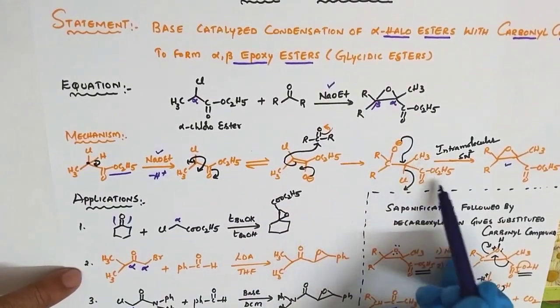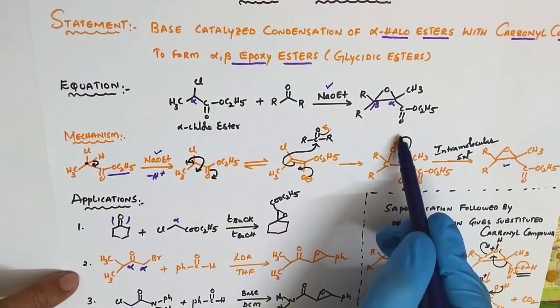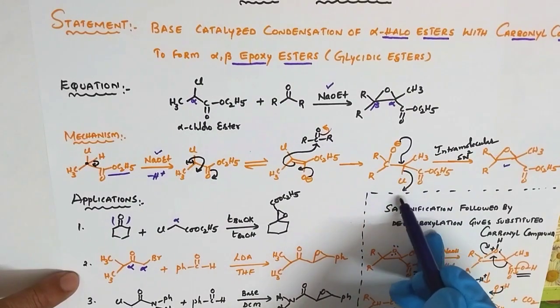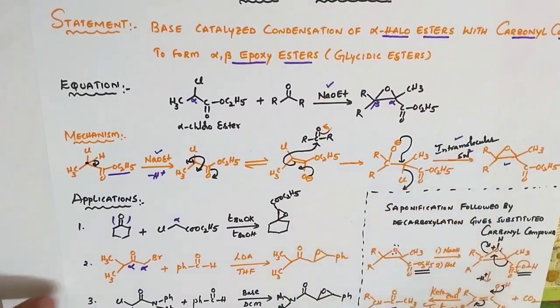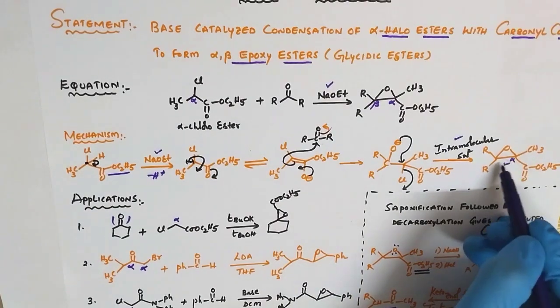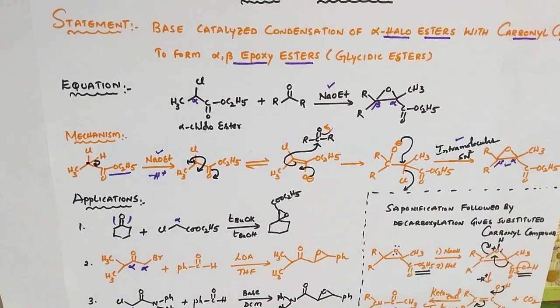Thereby we will get a C-O minus and C-Cl. Here the O minus approaches from the back side, so Cl is removed in the form of Cl minus. This is called an intramolecular SN2 reaction, a nucleophilic substitution. A second order mechanism takes place here, so we come up with the alpha beta epoxy ester. Very simple reaction, or not?